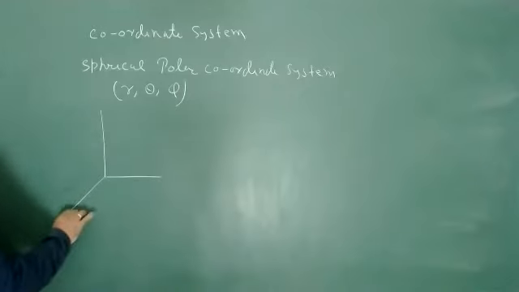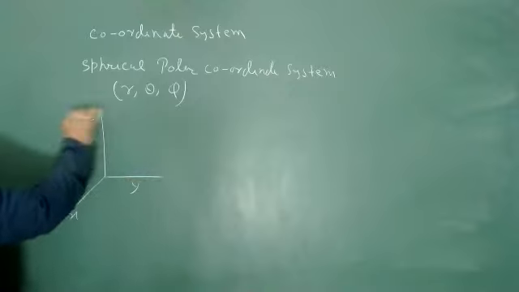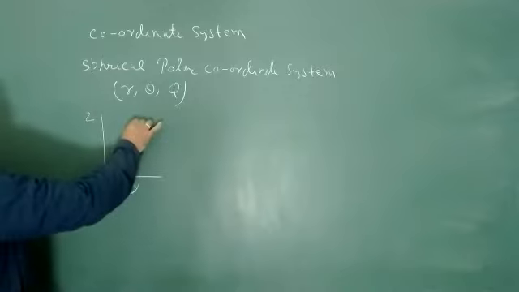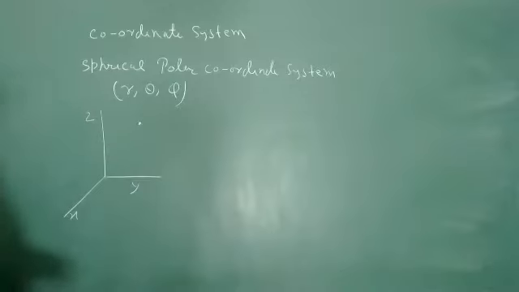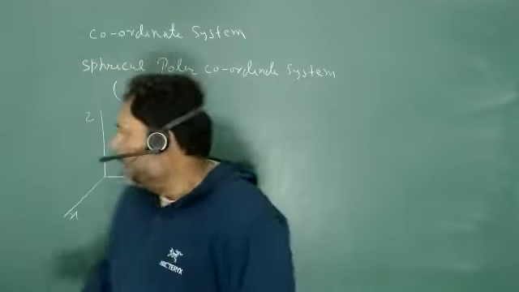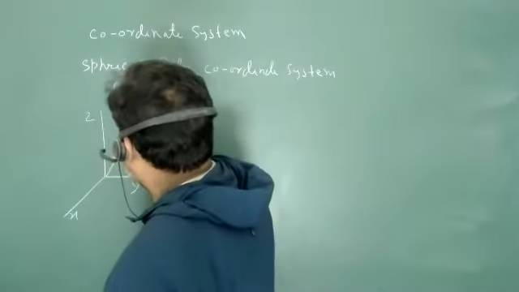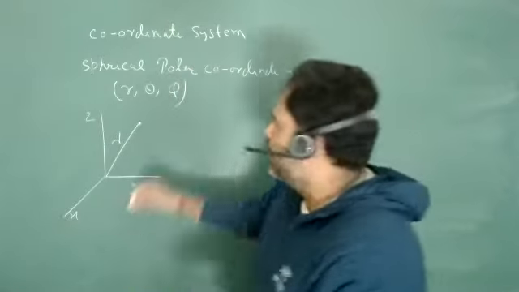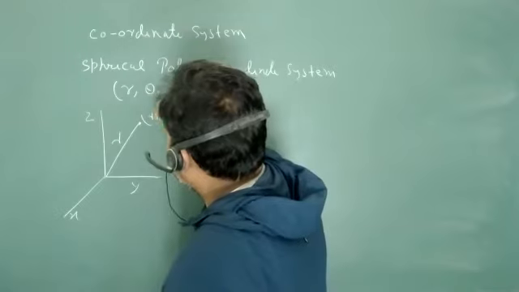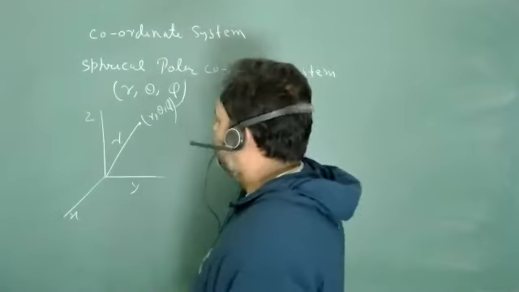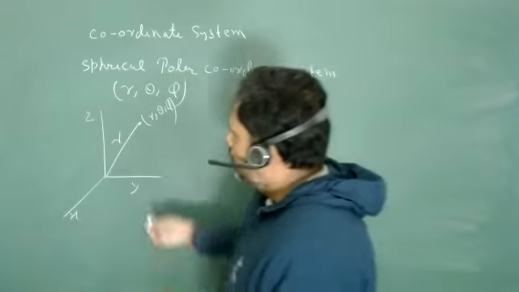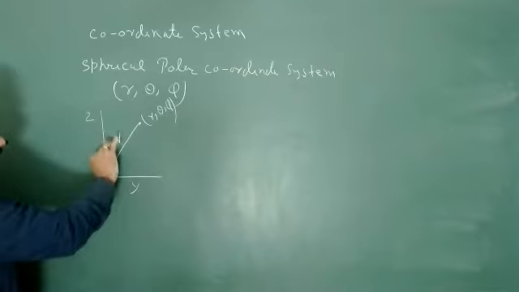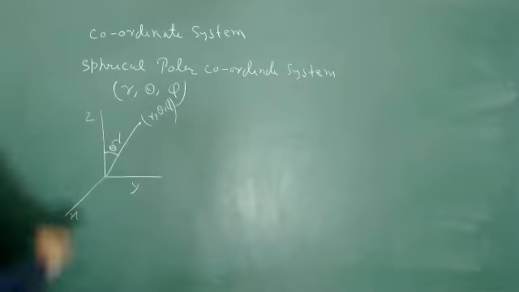So this is again my x, y, z. You have universally defined your x, y, z. Let's say there is any point in space, and its distance from the origin is r. You can say this point is (r, theta, phi). Now, what is angle theta? Angle theta is made with the z axis. So this is your angle theta.